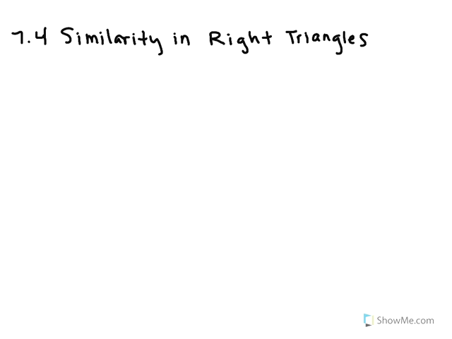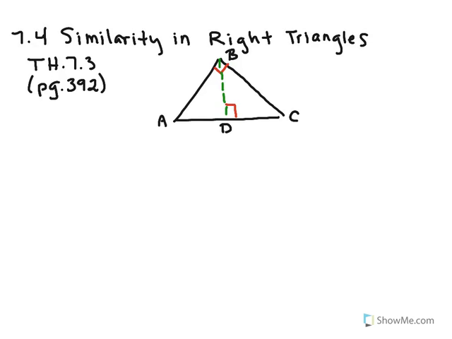In this tutorial, we're going to talk about section 7.4, similarity in right triangles. And to start this section off, we're going to start off with a theorem. And this theorem is theorem 7.3. It's on page 392 in your textbook if you want to get a better description of it.